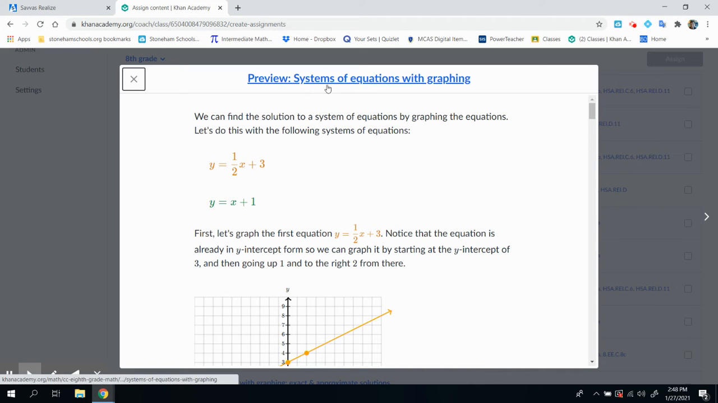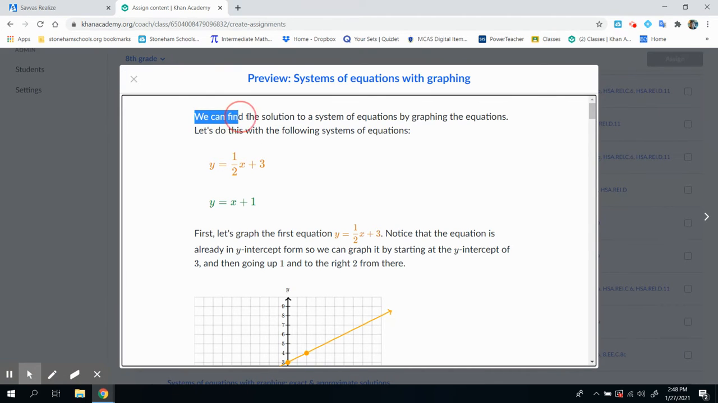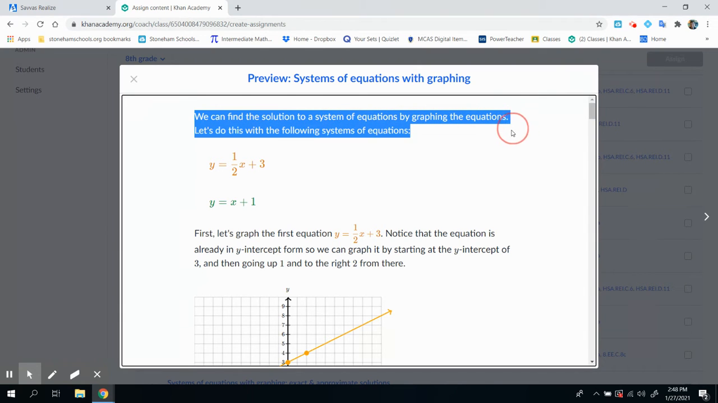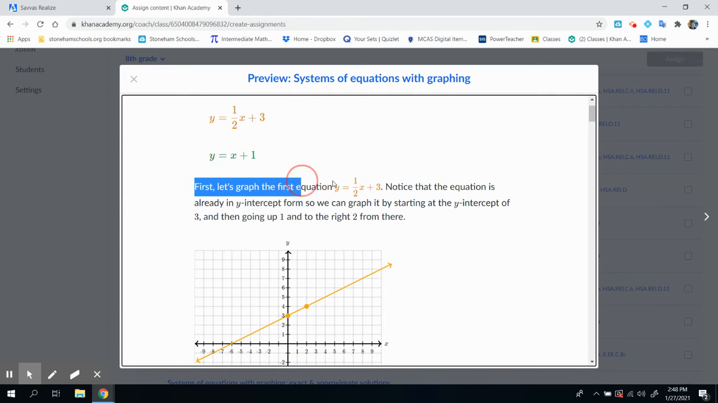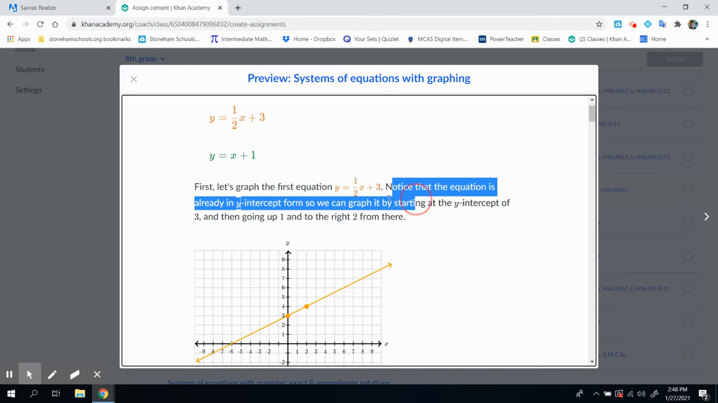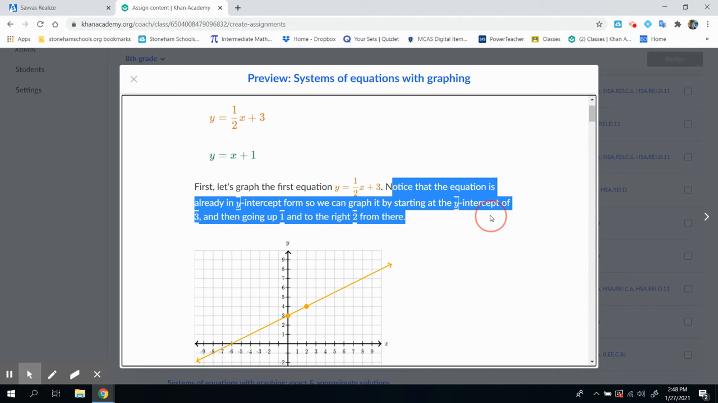All right, systems of equations we're looking at here. So we can find the solution of a system of equations by graphing the equations. We're going to do that with the following system that we have here. First, they're going to graph this first equation. Notice this equation is already in y-intercept form, so we can graph it starting at the y-intercept and then using the slope.